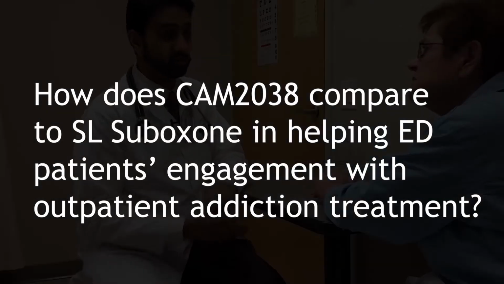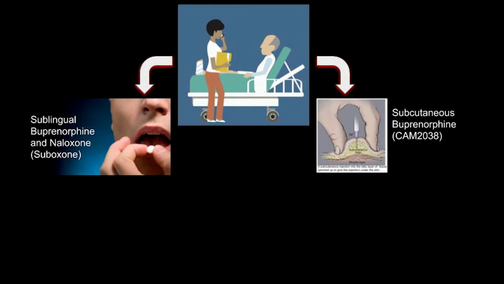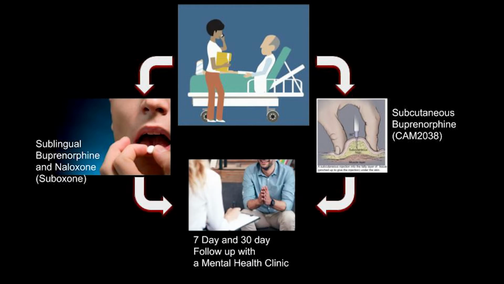So upon discharge with such a patient, and if the patient is eligible for the study, he or she will be randomized to receive either sublingual Suboxone plus a prescription or the CAM 2038 extended release injection. Our research assistant, or RA, will follow up with these patients at 7 and 30 days to make sure that they are in formal outpatient addiction treatment. We will need a minimum of 5 of these patients enrolled in the study each month.